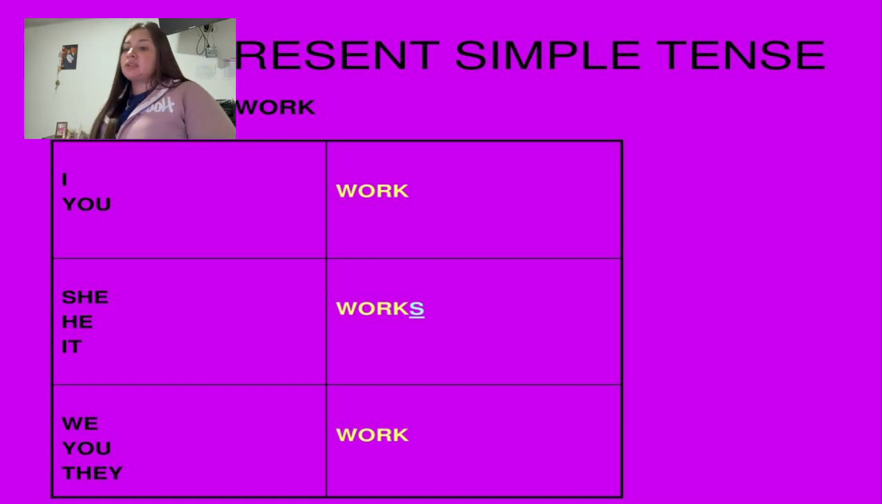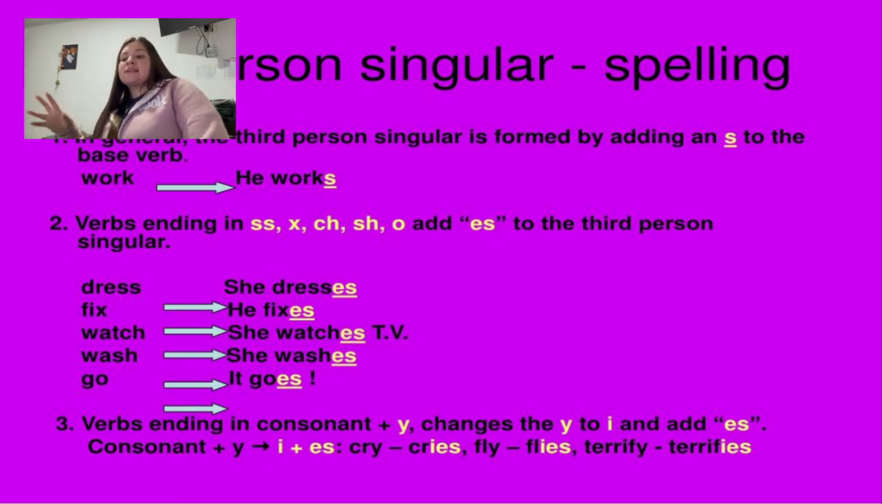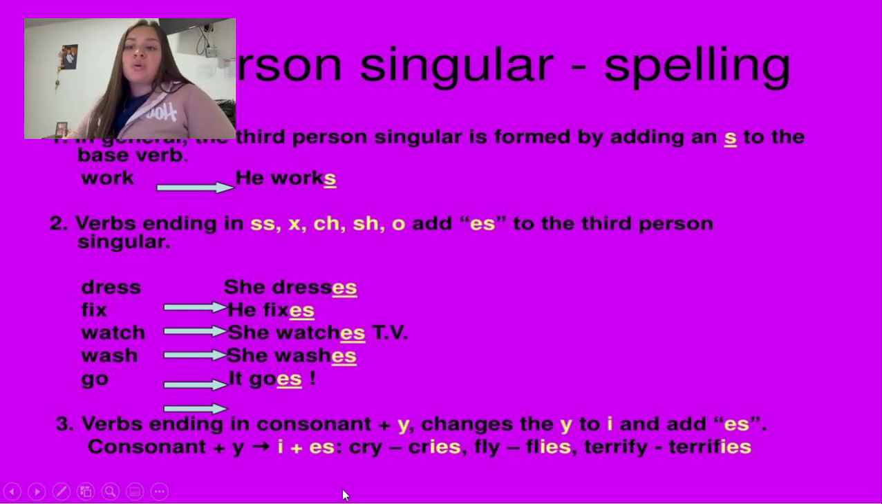For example, in affirmative, with she, he, it, or talking about a singular person, we add s at the end of the verb. For example, we have three rules for the singular person. In general verbs we add s, but if we find a verb that ends in ss, x, ch, sh, or o, we add es at the end of the verb.